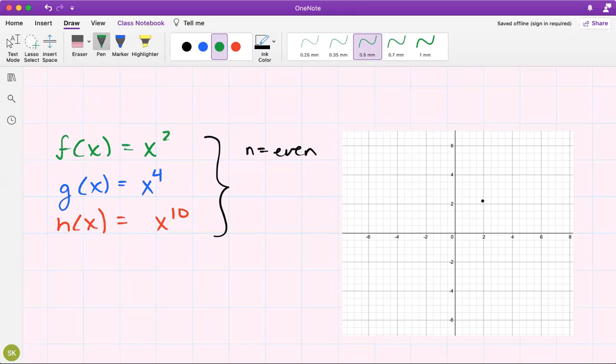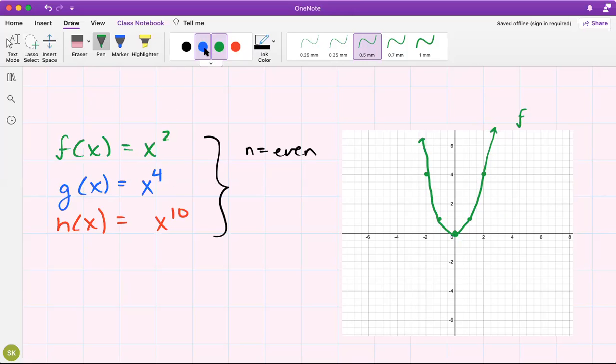Okay, for x squared, we know what that looks like. It goes through the point 0, 0, because if you plug in 0, you get 0 squared, which is 0. We know it also goes through the point 1, 1. And if we plug in 2, we get 4. So the graph is going to look something like this. So this is f of x.